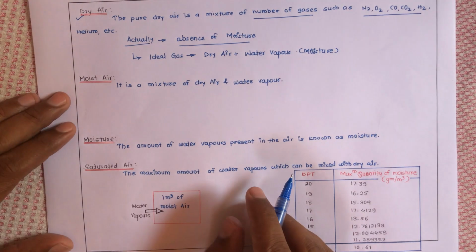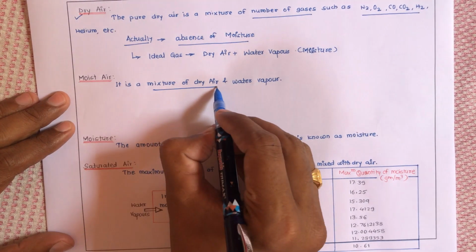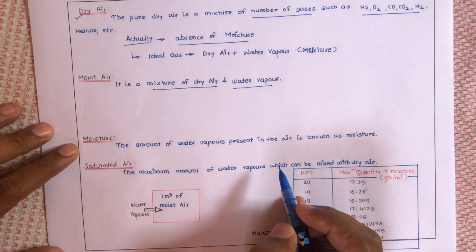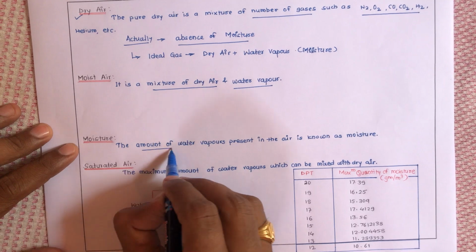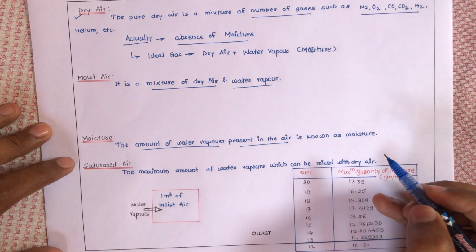Now what is moist air? Moist air is nothing but a mixture of dry air and water vapors. Then what is the definition of moisture? The amount of water vapors which are present in the air is nothing but the moisture.